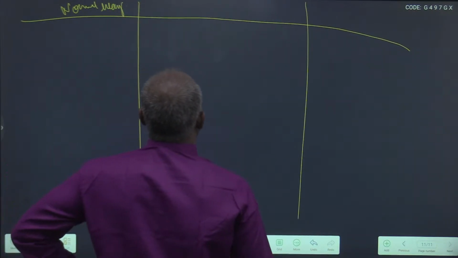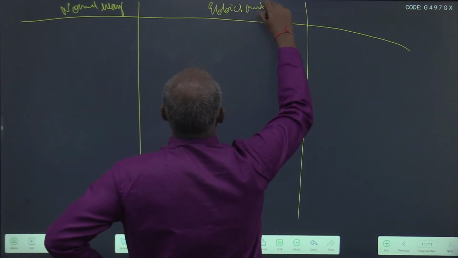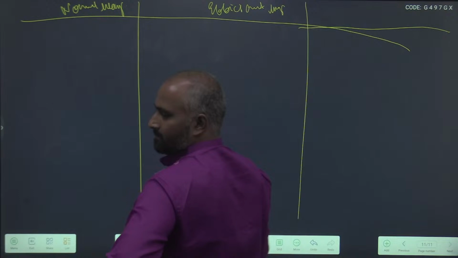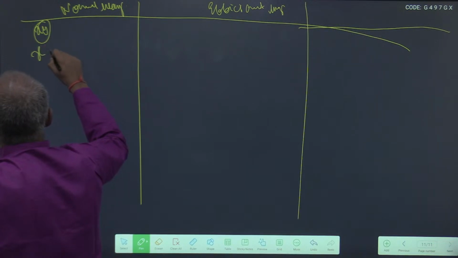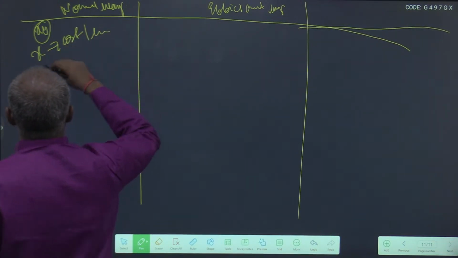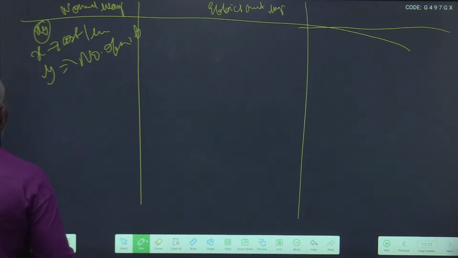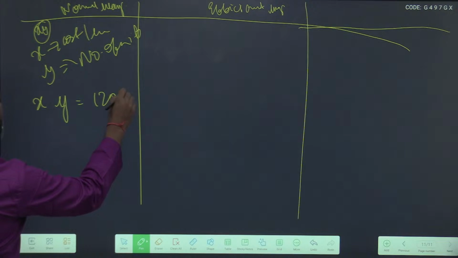The normal way. The efficient way. Okay, so the normal way is just by taking variables. If x is cost per unit and y is number of units, and the price has increased by x units, so xy, the initial cost was 1200.